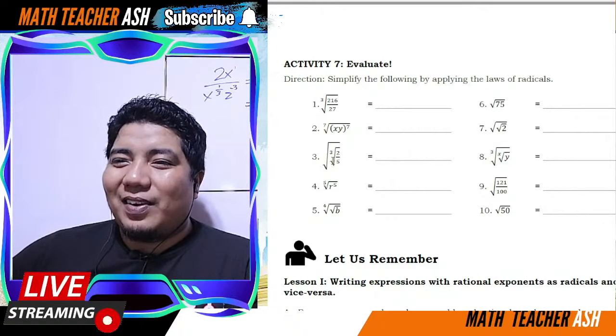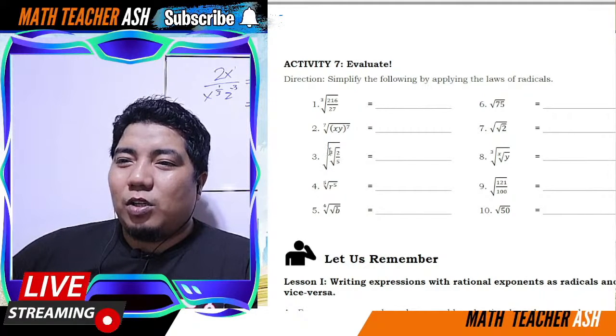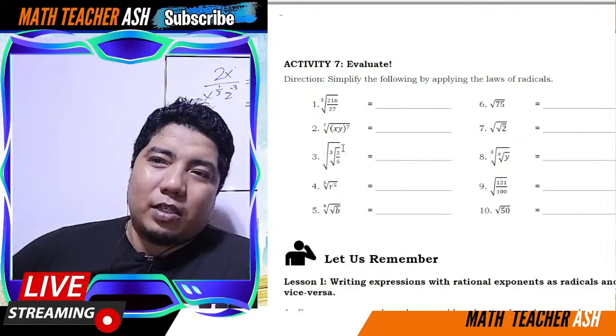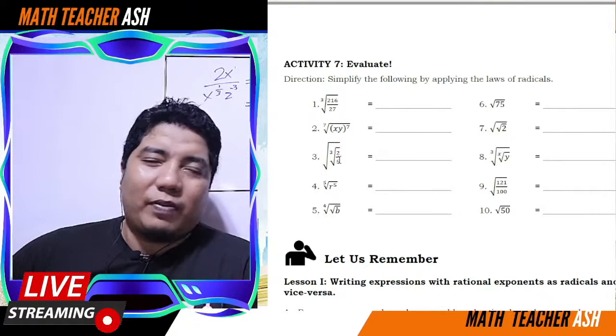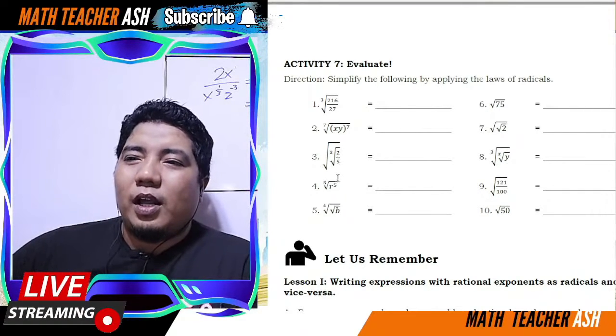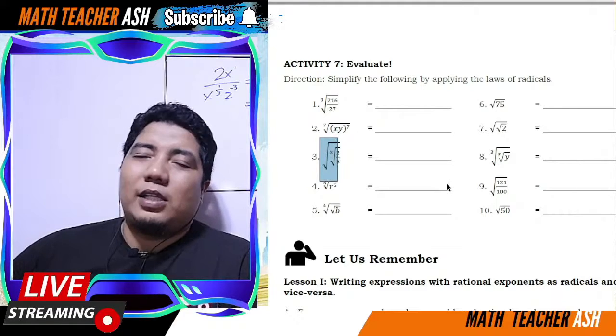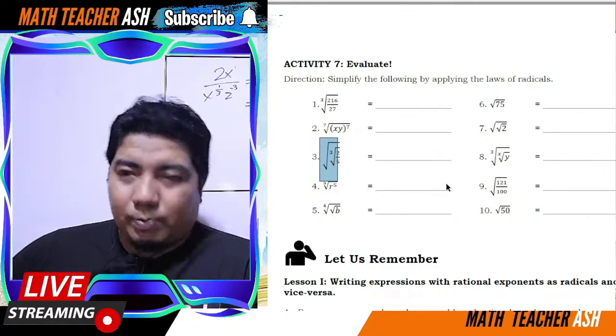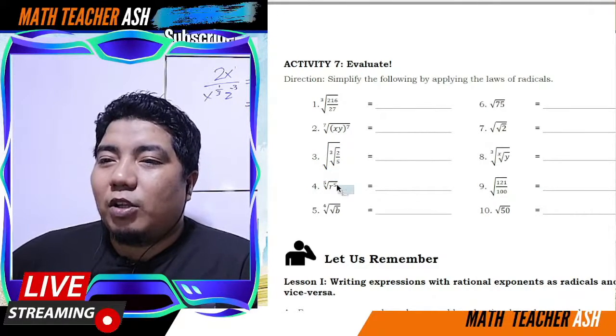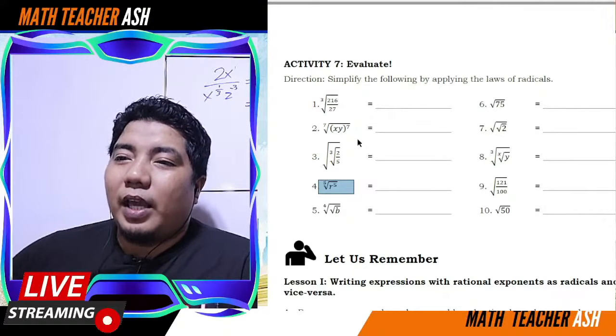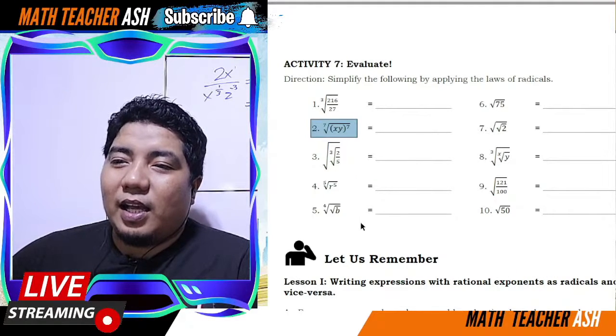Ito naman, okay. So, since si cube root, si 2 ay hindi perfect cube, hindi din siya perfect square. Si 5 hindi perfect cube, hindi din siya perfect square. Therefore, ito, i-simplify mo lang. Isahin mo sila as a radical expression. Okay. Ito, pwede mo siya ma-simplify talaga. Ito naman, pwede mo siya ma-simplify talaga.